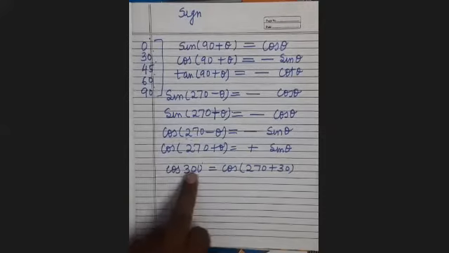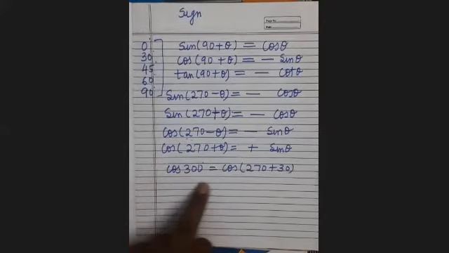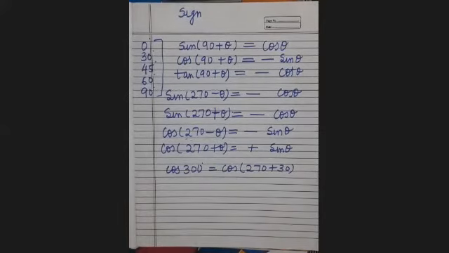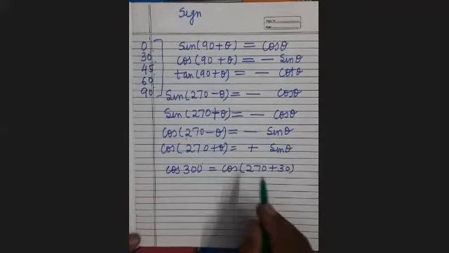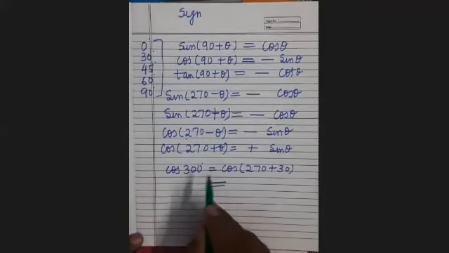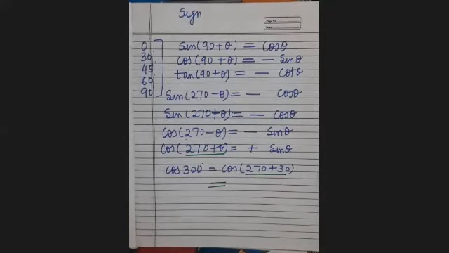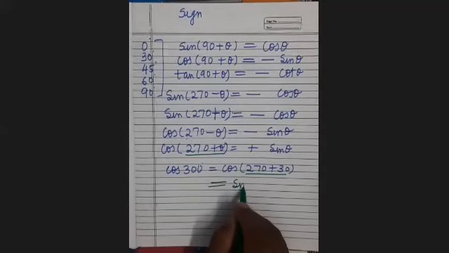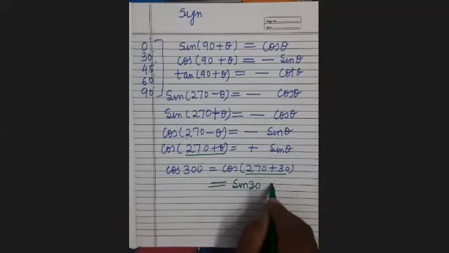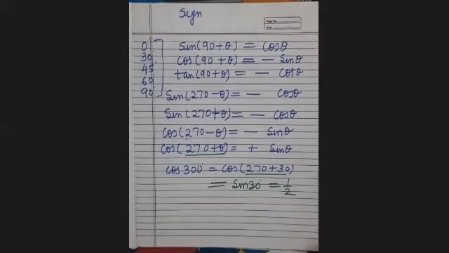What is theta here? Who can tell? 30 degree. Not 300. 270 plus theta को इससे compare करो. What is theta? 30 degree. So it will be sin 30 degree. And what is sin 30 degree? 1 upon 2.